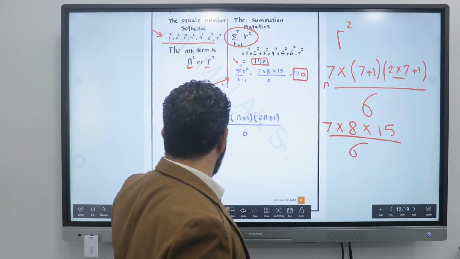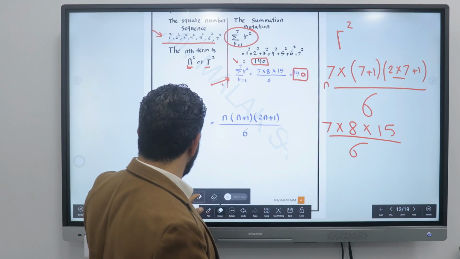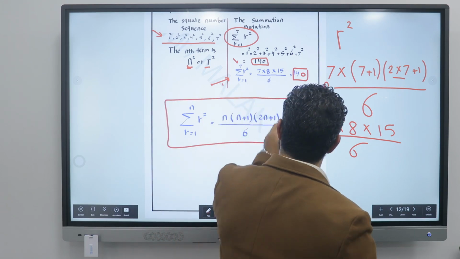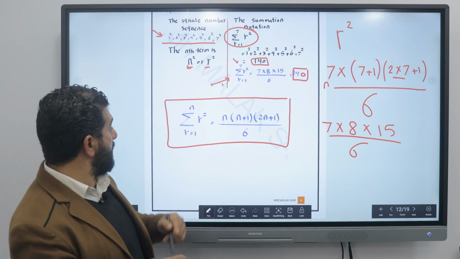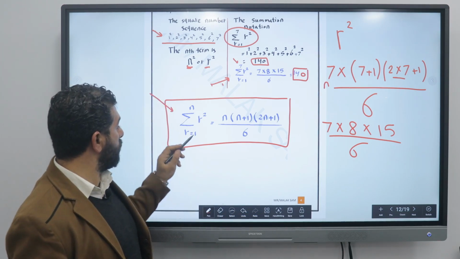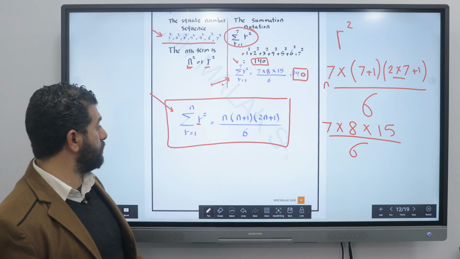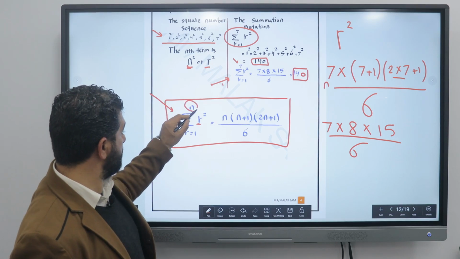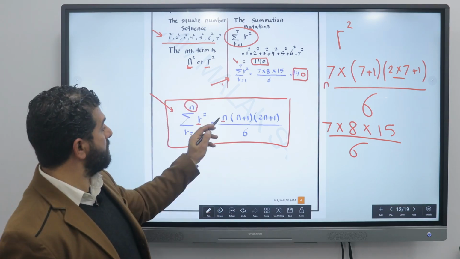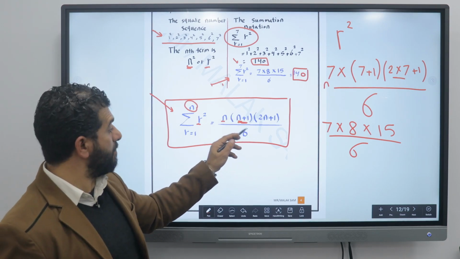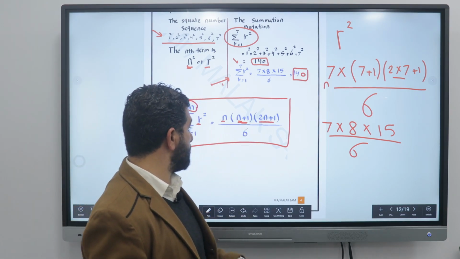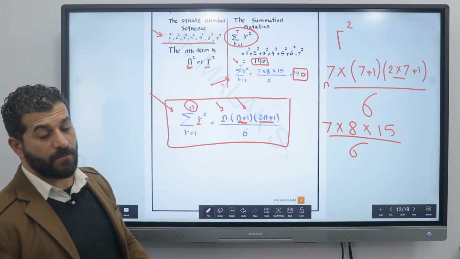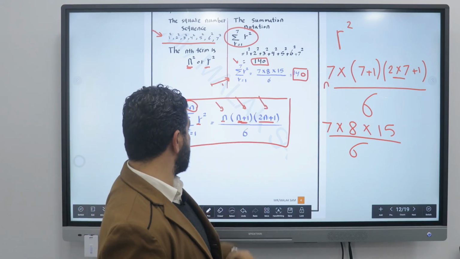So what is this rule? Focus with me on this rule well. Here, this rule applies when the sequence is the square numbers. This is the sequence, and the summation here from 1 to n of r to the power of 2, I'm talking about the square numbers. It will be n, keep it with me, multiplied by n plus 1, then multiplied by 2n plus 1. Once again, it's n multiplied by n plus 1, multiplied by 2n plus 1, divided by 6.